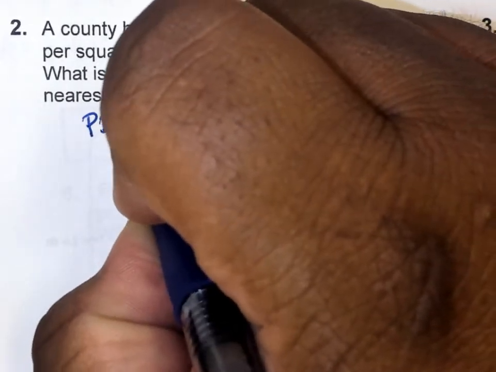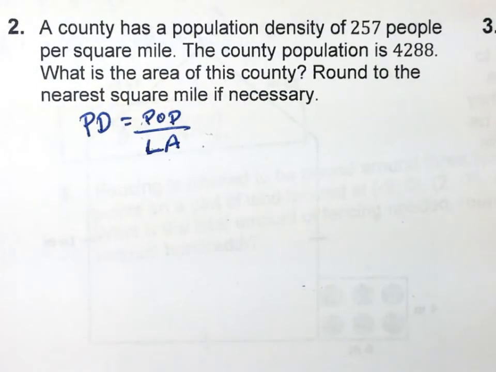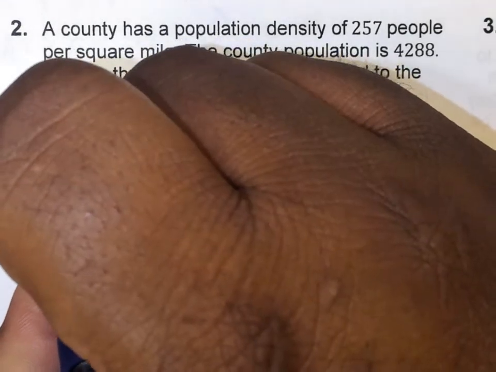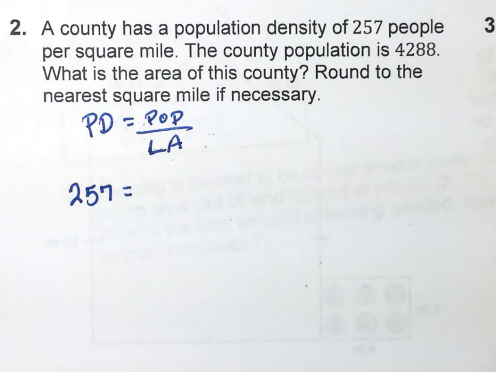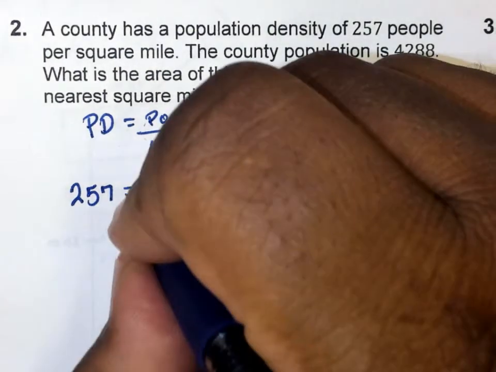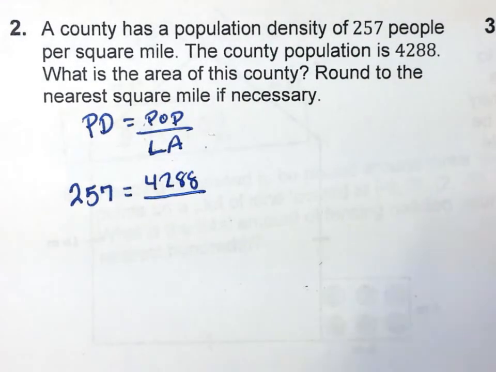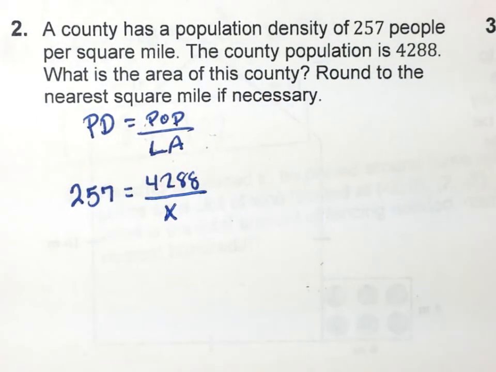On this one, PD equals pop over LA. It's nice enough to tell us what everything is, so we don't have to label. It just tells you flat out the population density is 257. So where I have PD in my formula, I'm putting 257. Equals, and then my county population is 4,288. So that's my population over my land area, and they want me to find the area, so I put a variable there, X. And we need to work backwards.